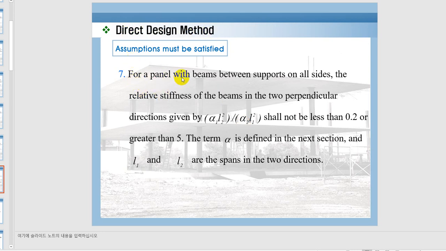For panel with the beams between supports on all sides, the relative stiffness of the beam in two perpendicular directions given by alpha 1 L2 square over alpha 2 L1 square shall be less than 0.2 or greater than 5. Term alpha as defined in next section, and L1, L2 are the spans of the two directions.